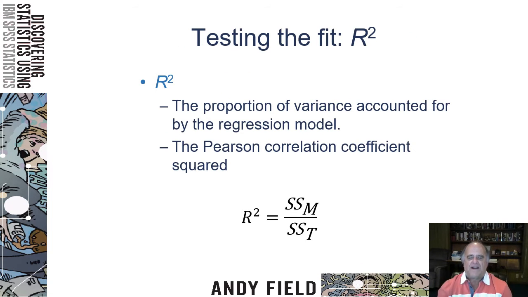We can also get R squared in the case of a multivariable model. Well, in all cases, it's going to be the proportion of variance accounted for by the regression model. It's going to be the Pearson correlation coefficient squared, or another way to express it, R squared is going to be the sum of squares due to the model divided by the sum of squares total.